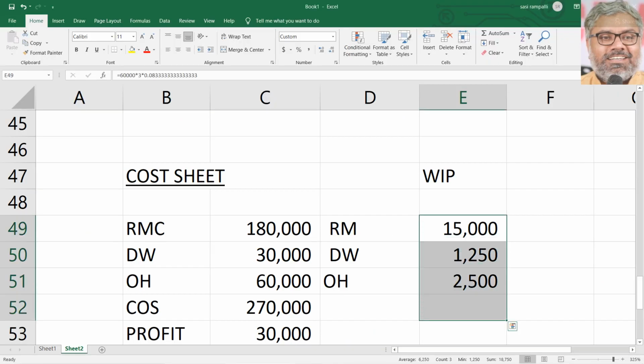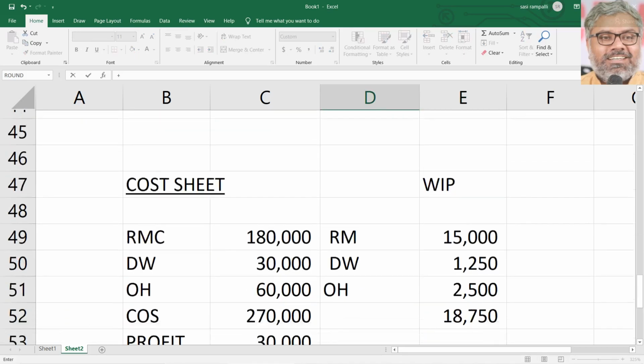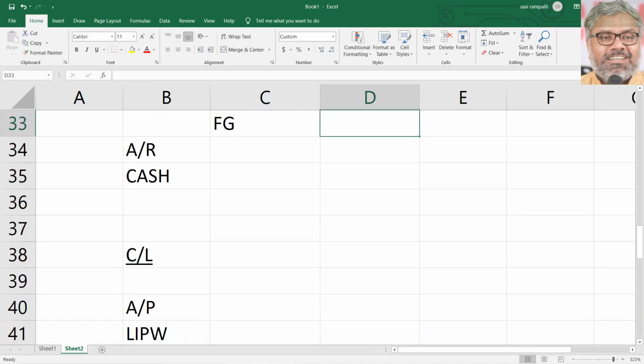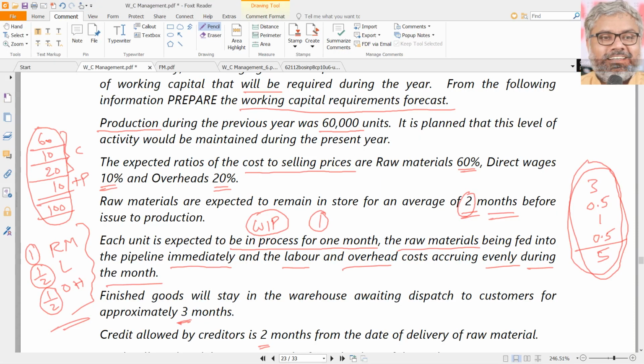So the total of work in progress is going to be 18,750. That is the work in progress calculation to be done separately. Then finished goods. What is given in the question? It is given in the question that finished goods will stay in the warehouse awaiting dispatch to customers for 3 months.